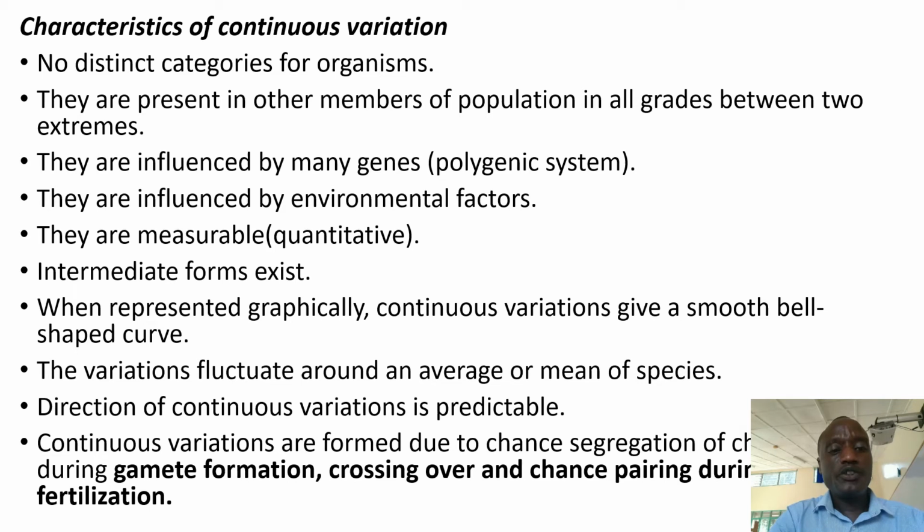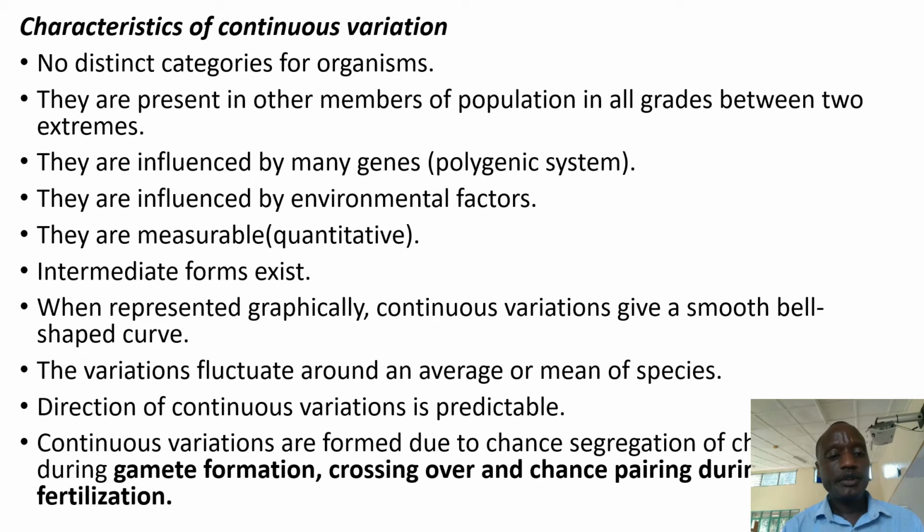They are influenced by many genes, a polygenic system. They are influenced by environmental factors. They are measurable and quantitative, you understand. Intermediate forms exist. When presented graphically, continuous variation gives a smooth bell-shaped curve. Variation fluctuates around an average or mean of the species.